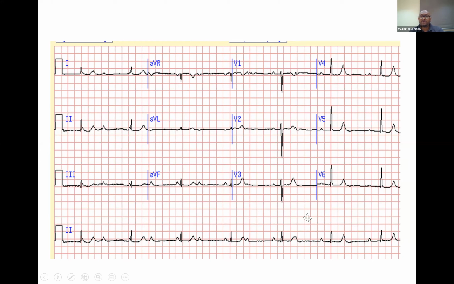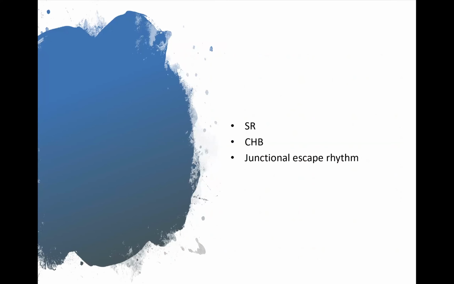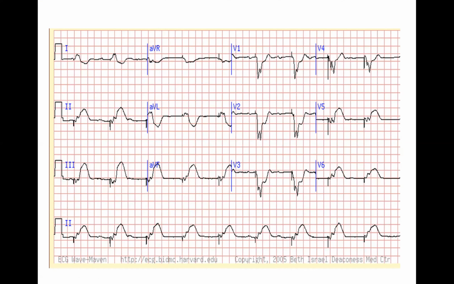So always I look for the QRS. The QRS is fixed and narrow, so that's an escape rhythm. So here you have AV dissociation. You have an independent atrial pacing and an independent ventricular pacing, and the PP interval is fixed, the QRS interval is fixed, and the heart rate is less than 40. So all of this is complete heart block. Right. Next ECG.